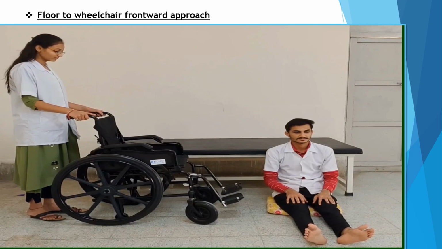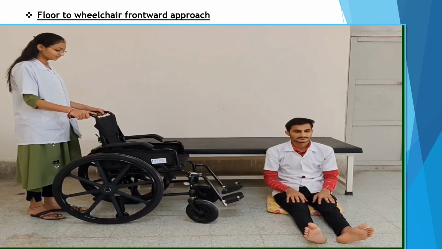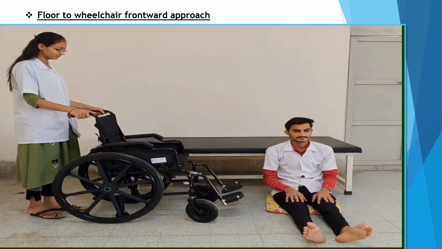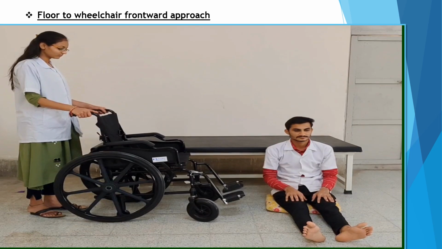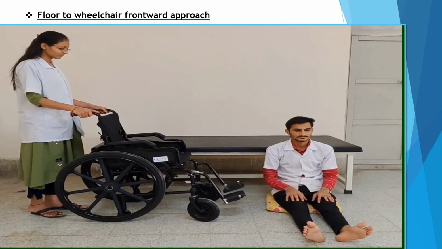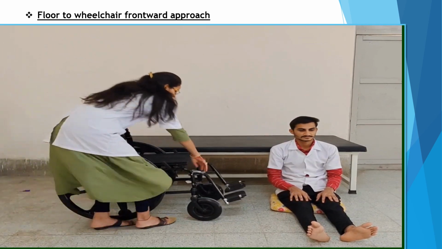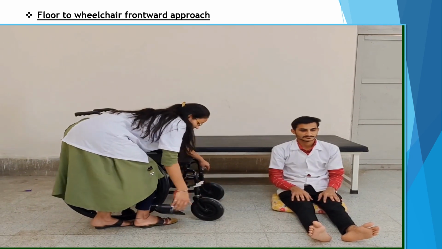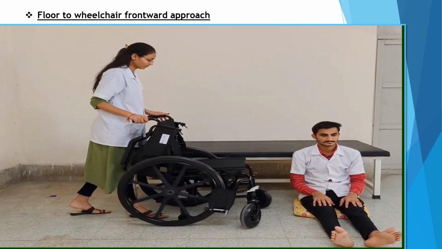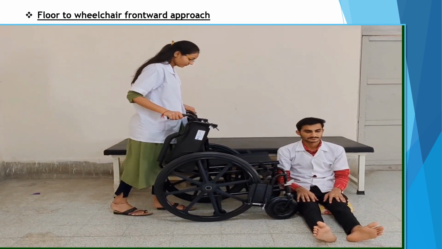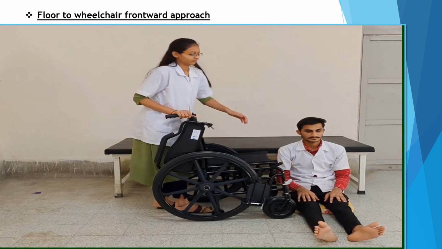Moving towards the next strategy, that is floor to wheelchair using the frontward approach. Aim. The aim is to improve the patient's ability to move from floor to wheelchair using the frontward approach. Physiotherapist instruction. Remove the armrest and footrest. Move the wheelchair closer to the patient so that the transfer will be easier. Put the brakes or locks on.